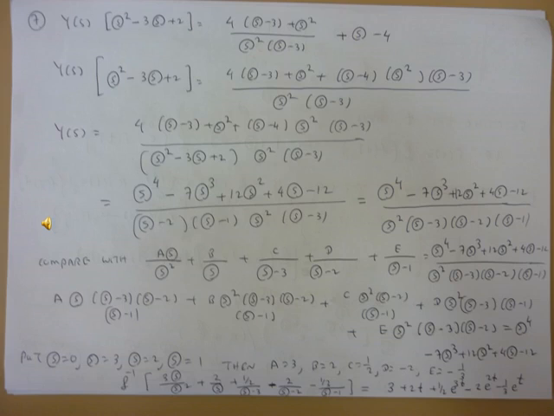So by finding the Laplace inverse, what you got is 3 plus 2t plus a half e power 3t minus 2 e power 2t minus 1/3 e power t.